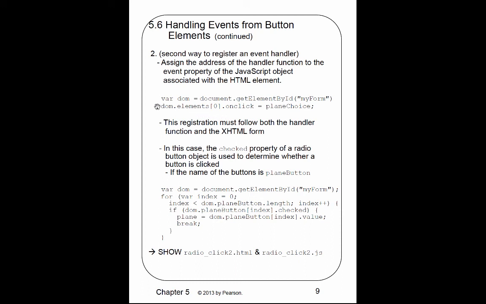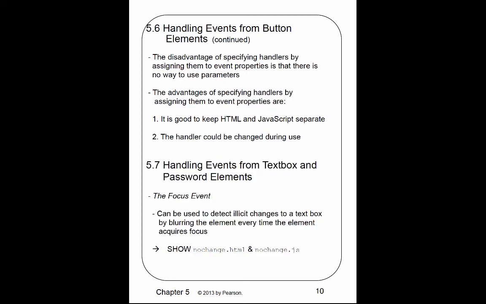This line of code here sets up an event handler. So when you click on the first element of the form with the ID myform, the method plainchoice will be called. That's what's happening here. And we're going to look at many examples of other types of events as well, and different ways to set up event handlers as we go.